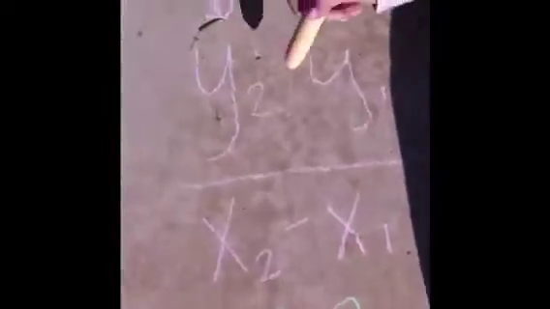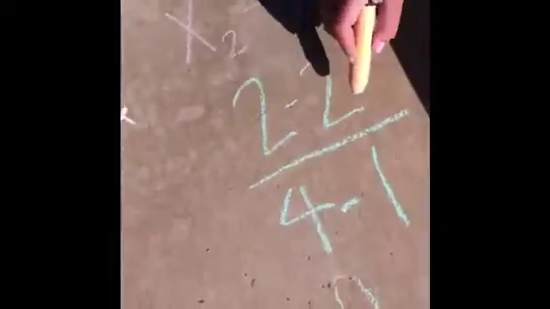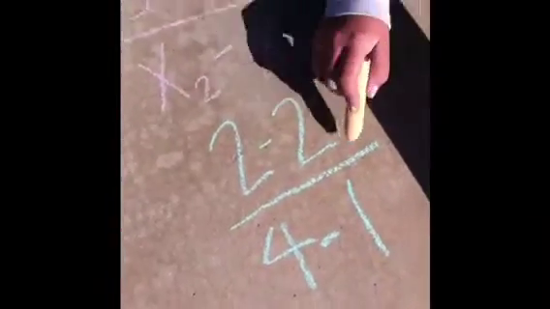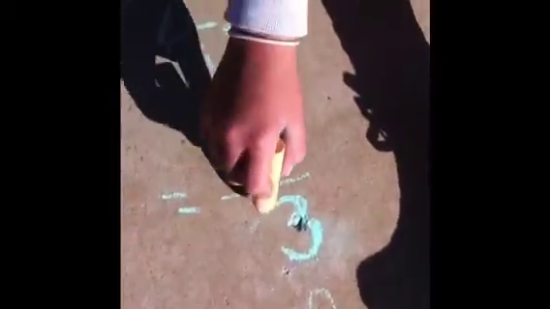After you graph, to find the slope, you use your formula y2 minus y1 over x2 minus x1. So you get your points and you make this, which is 2 minus 2 over 4 minus 1. Then you get your answer, which is 0 over 3, and that equals 0.